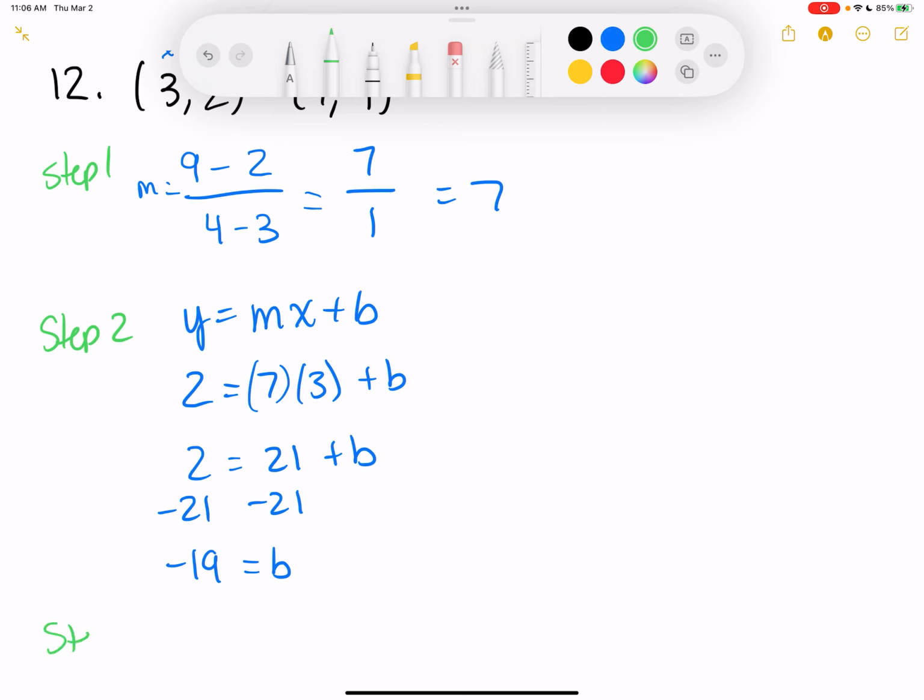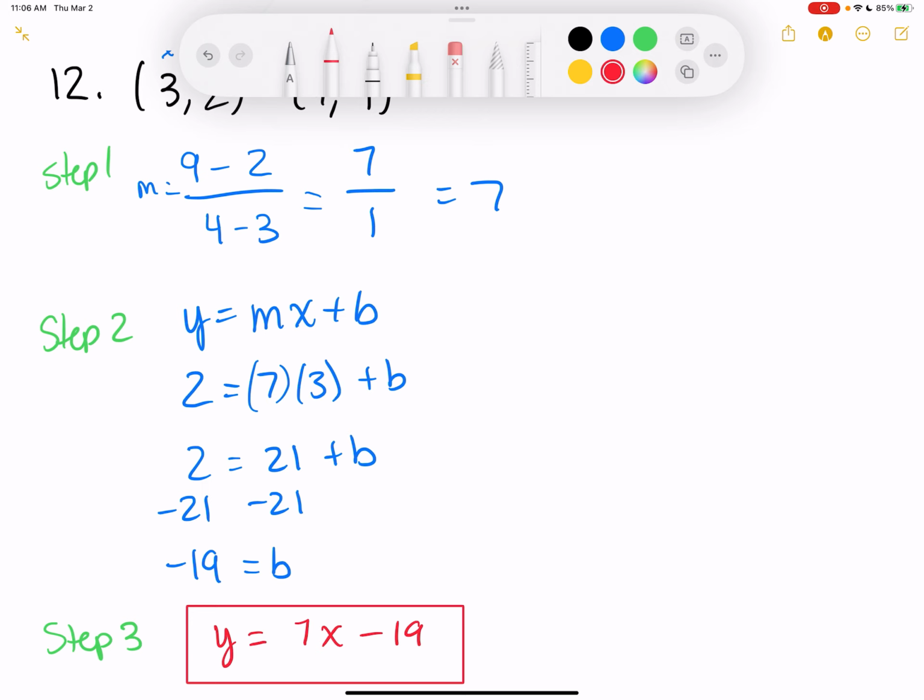So step 3, I need to write my equation of the line. So what is it? Y equals 7x minus 19. Yep, minus 19. So yes, generally the formula is plus, but since this number is negative, that's why we change it to a negative. I want to reiterate that because sometimes people get confused and think that the formula has a minus when they go to do problems, because so many of the answers will end up with a minus sign. So I like to specify that.